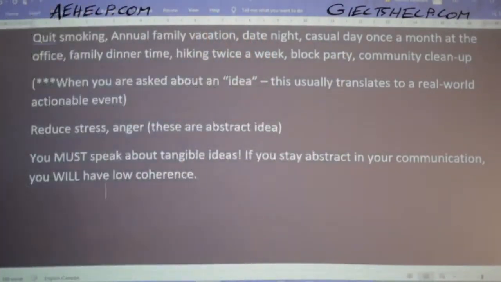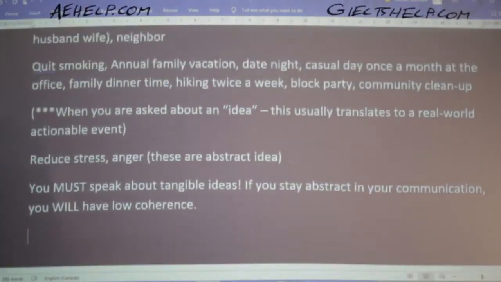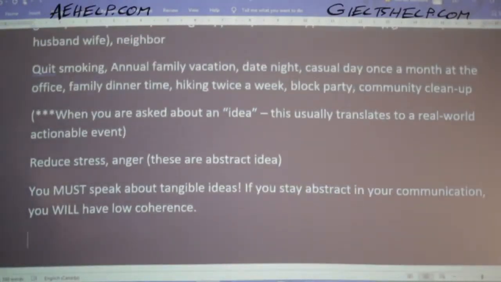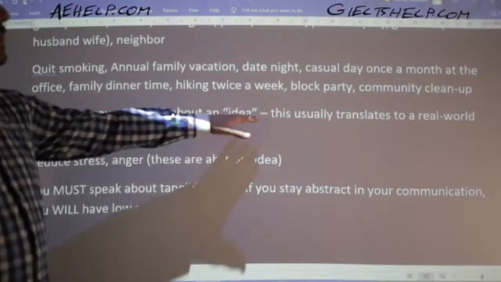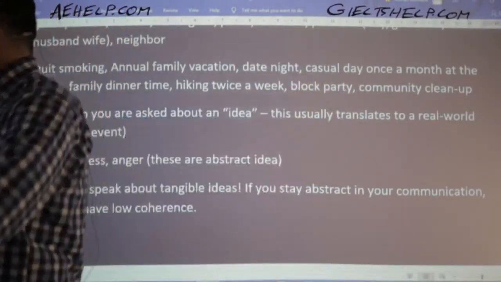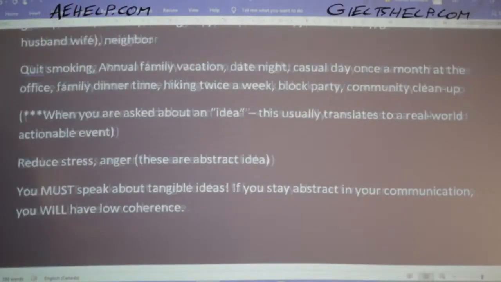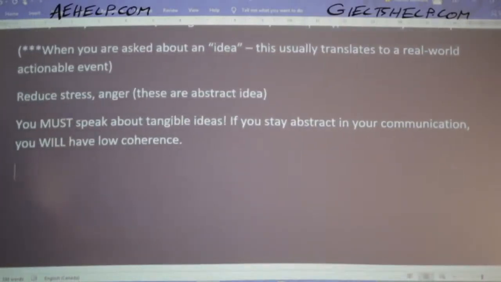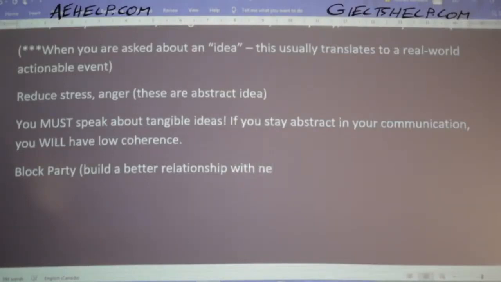Okay. So then we choose one of these and we take some notes. Okay. All right. So let's go with a block party. All right. Let's go with block party. Why not? It's a little bit about Western culture at the same time. So let's go block party. So build a better relationship with neighbors.